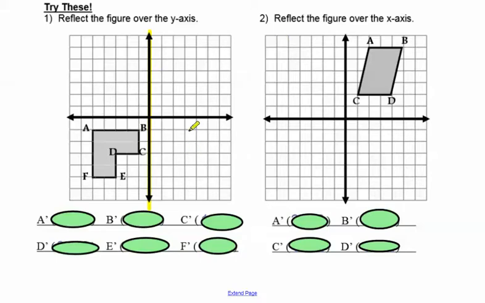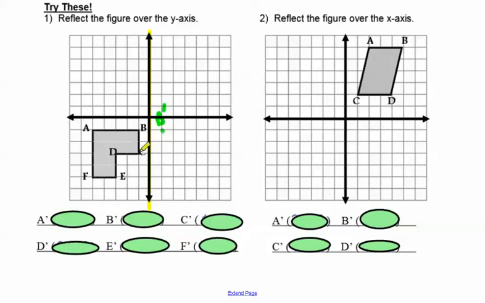So again, we're going to start with each point or each letter separately. All right, so you don't have to start with A. We can start with whichever one we want. I would probably start with B. B is 1 away from the y-axis. So on the other side, I'm going to make it 1 away. There's my point for B, and we're going to call it B prime.